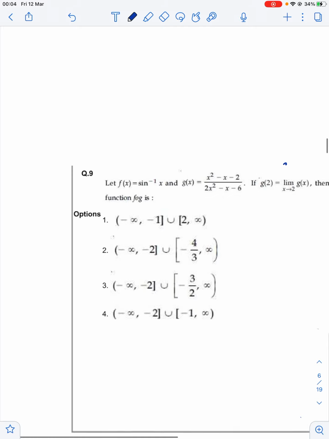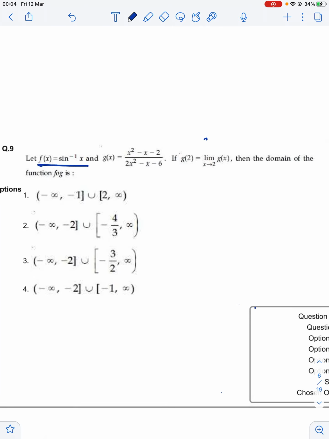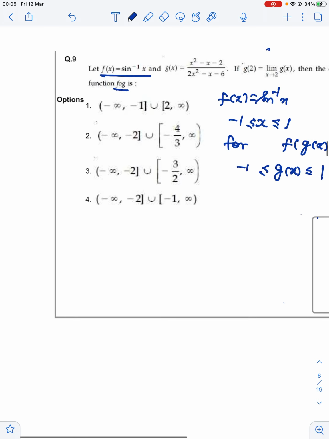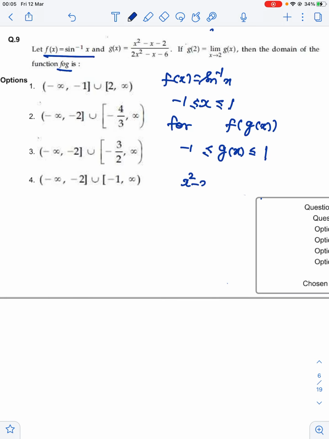Question number 9. The function is basically sine inverse x. So we know well that for f(x) equal to sine inverse x, x should lie between minus 1 to 1. Now we have to find the domain of f of g(x). So for f of g(x), we should say g(x) lies between minus 1 to 1. Now they have given g(x), so this is (x square minus x minus 2) by (2x square minus x minus 1) lying between minus 1 to 1.